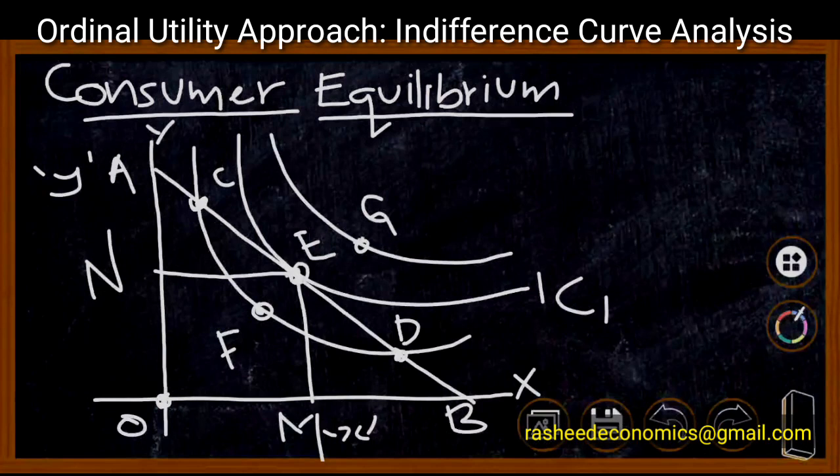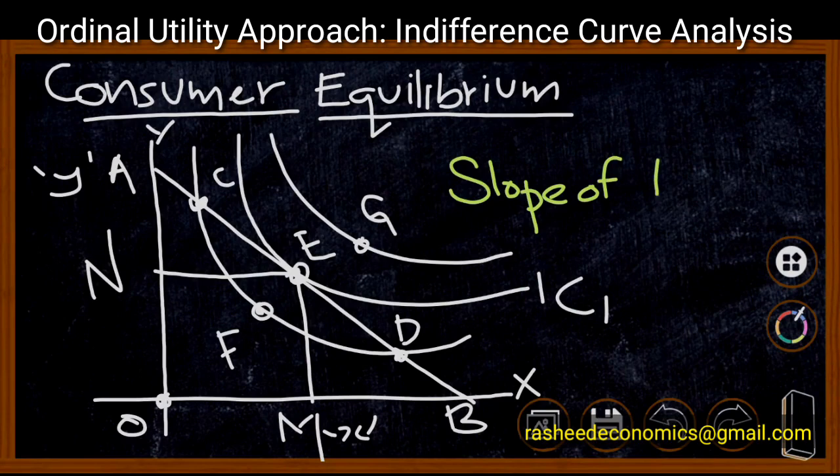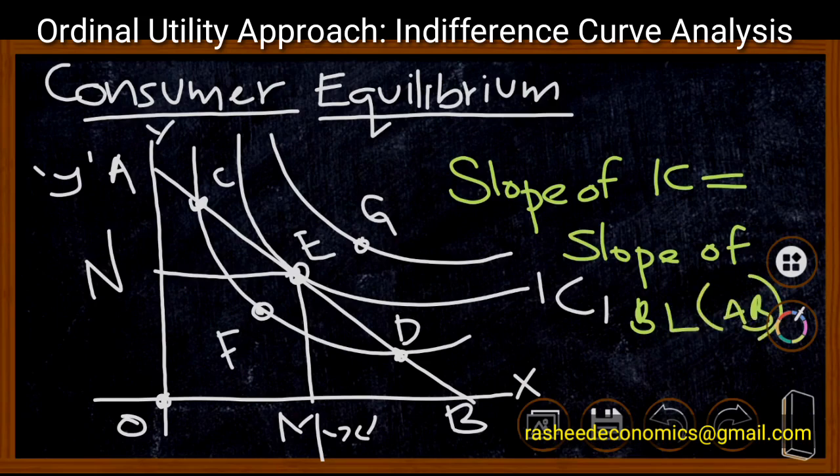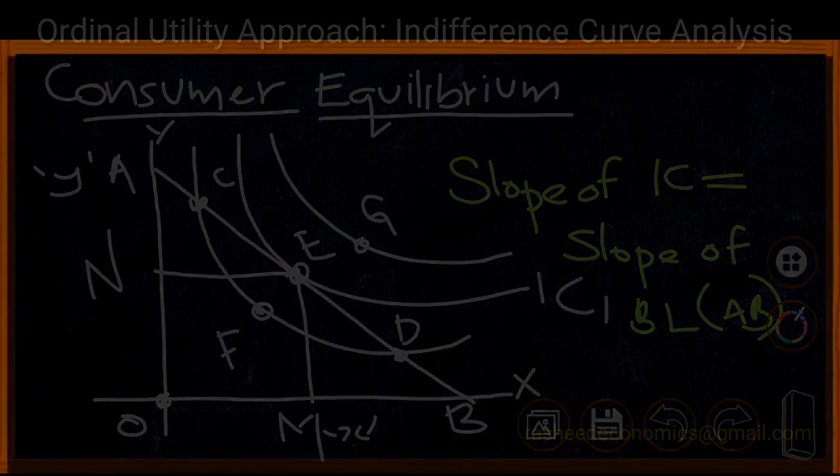Technically speaking, the equilibrium point is the point where the slope of the budget line is equal to the slope of the indifference curve. Here AB is the budget line and IC1 is the indifference curve. The slope of IC1 is equal to the slope of AB at point E, and therefore this is the point of equilibrium. This is the consumer equilibrium approach developed by J.R. Hicks and R.G.D. Allen and is known as indifference curve analysis.